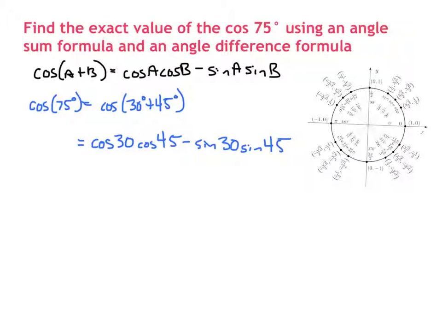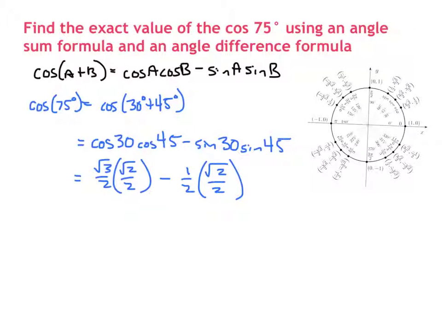Okay, so now to figure out what the cosine of 30 and cosine of 45 and so on are, we look at the unit circle. So the cosine of 30 degrees is the x at 30 degrees. Here's 30. The x value is square root of 3 over 2. So I have square root of 3 over 2 times the cosine of 45. So the x value at 45 degrees is square root of 2 over 2. Minus the sine of 30 degrees. So the y value at that 30 is 1/2. And the sine of 45 is the same as cosine of 45, square root of 2 over 2.